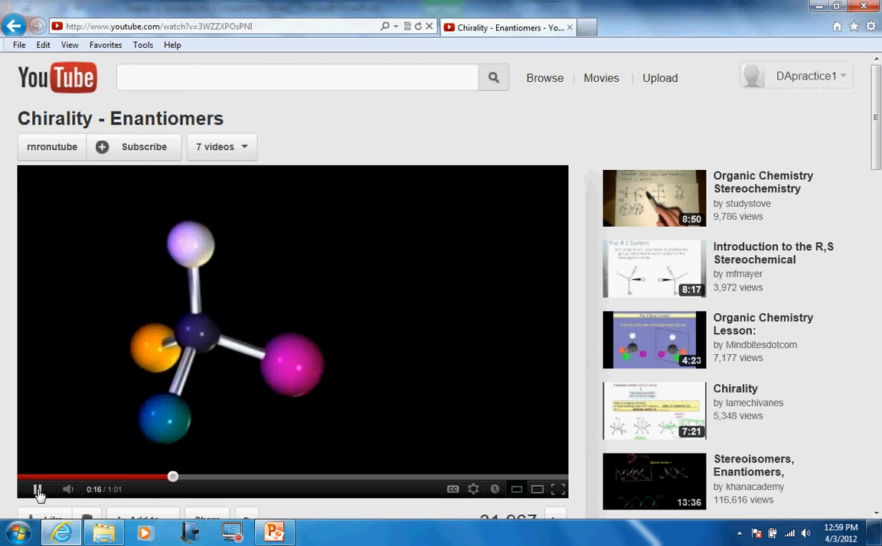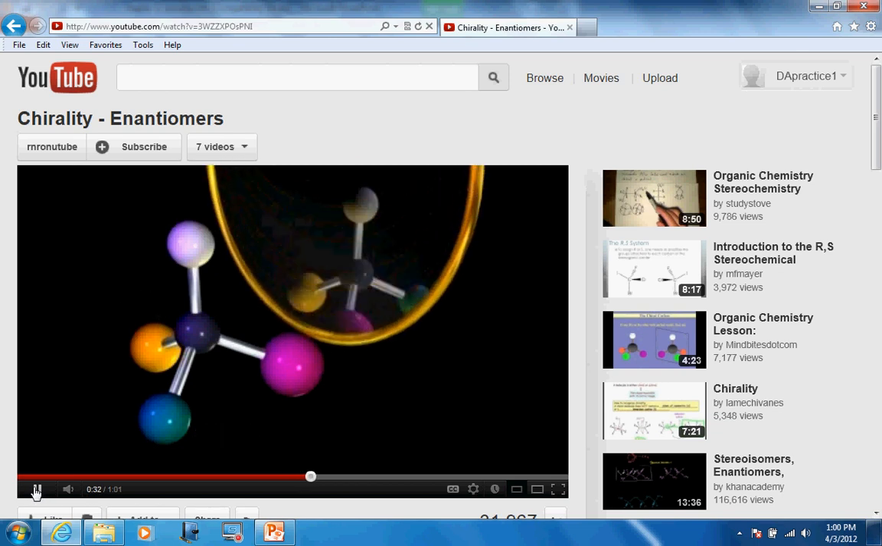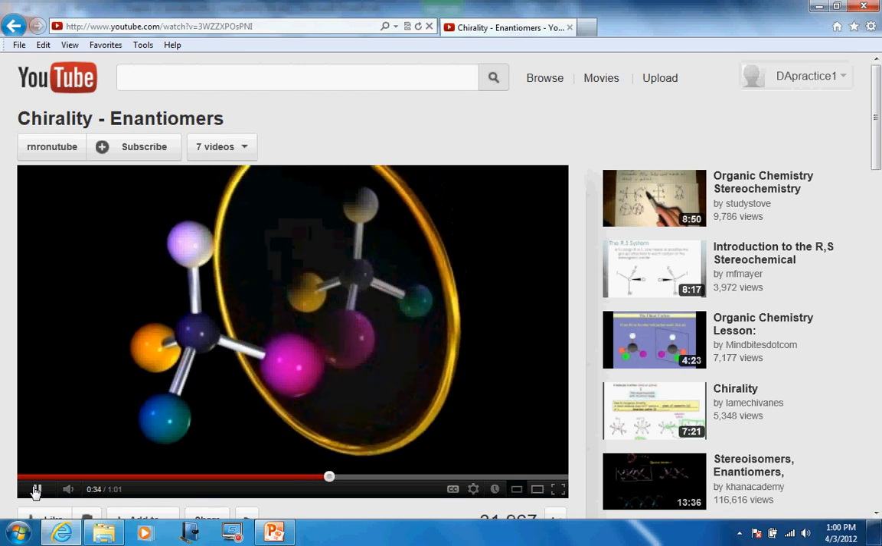This is a ball and stick model of a carbon molecule with 4 different groups attached to the central carbon. For example, the 4 groups could be hydrogen, chlorine, methyl, and carboxylic acid. Notice once again, they are 4 totally different things here. If 2 of them are the same, it won't work. The molecule is chiral. That is, it is not superimposable on its mirror image.